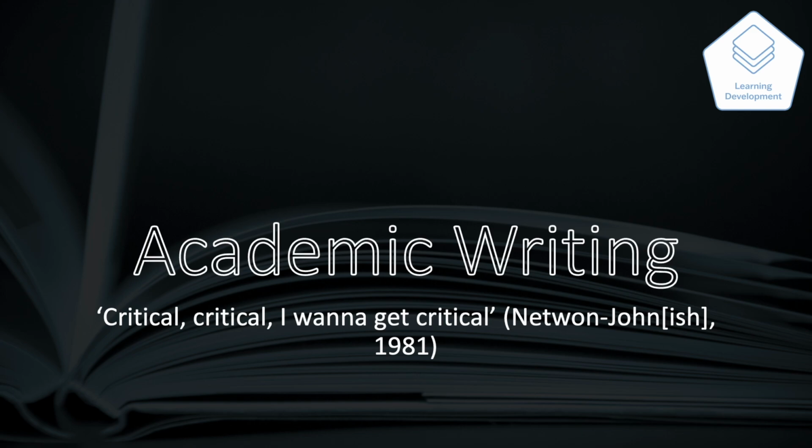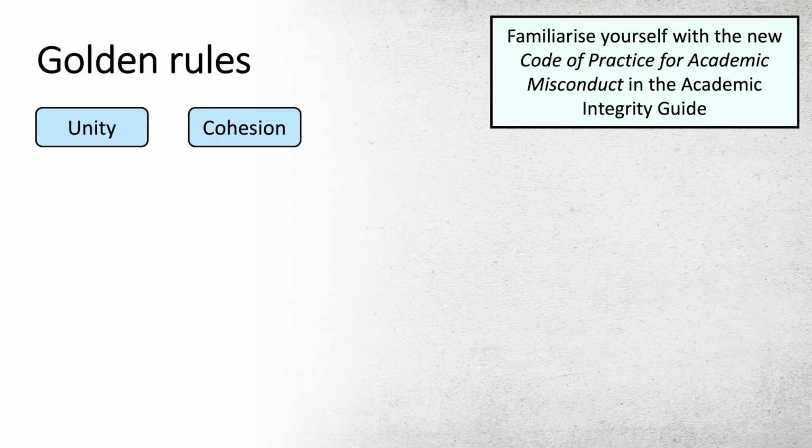Academic writing. The golden rules. Firstly, familiarise yourself with the new Code of Practice for Academic Misconduct in the Academic Integrity Guide. Secondly, unity. In your academic writing, demonstrate unity. Get to the point and stick to the point. Try and avoid tangents. And cohesion, the flow of the sentences from one to the next. The flow of paragraphs from one to the next. Cohesion in a report will be helped by subheadings to signpost the reader.